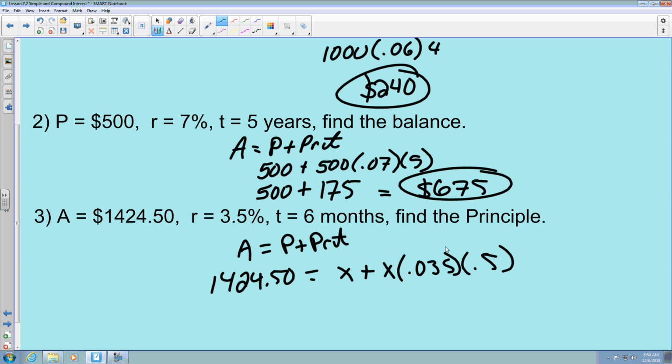So 0.035 is the decimal of 3.5%. 0.5 is the time because we've got to deal with it with respect to years. So I got here 1424.50 is going to be equal to x plus, now 0.5 times 0.035 is 0.0175, and I still have that x.